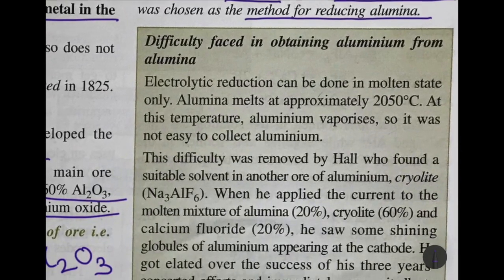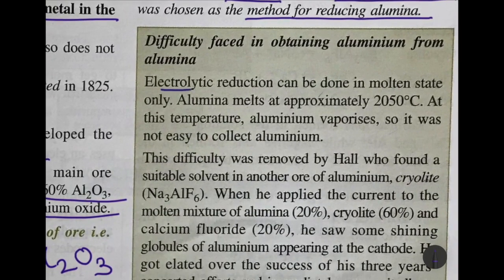Why? Because you know electrolysis or electrolytic reduction must be done in the melted state, and alumina melted at 2050 degrees Celsius. But what happened at this temperature? Aluminium vaporized. Okay, it turned into aluminium vapors. So it was not very easy to collect aluminium, and later this difficulty was removed by Hall.